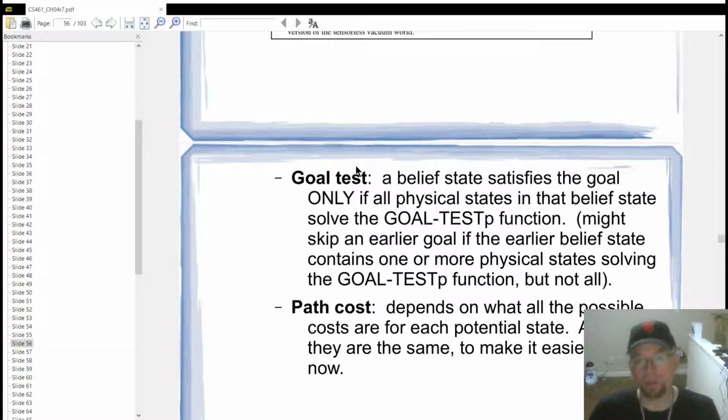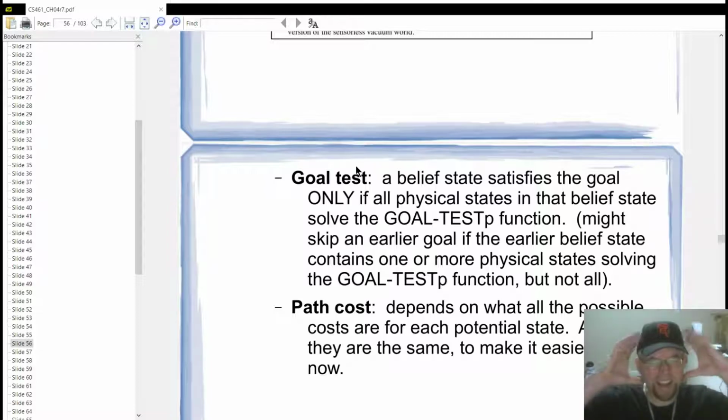Now, goal test. How can you tell that you found what you're looking for, that you found a solution? A particular belief state, the set of all physical states that you think you could be in, is going to satisfy the goal test only if every one of those states in your belief state, which correspond to the real world, is a goal. Then you're going to pass. Then you've reached the goal.